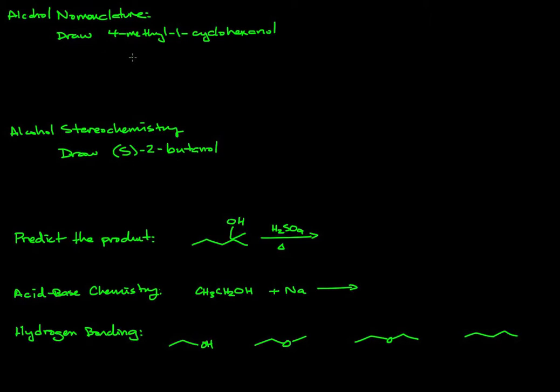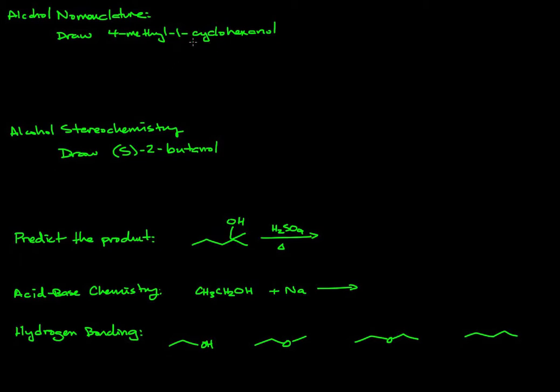In these Chapter 11 and 12 review problems, we're asked to demonstrate our knowledge of alcohol physical properties, structure, nomenclature, and some mechanisms. The first question is asking us about alcohol nomenclature. So we're given the name 4-methyl-1-cyclohexanol. So we're asked to draw that structure.